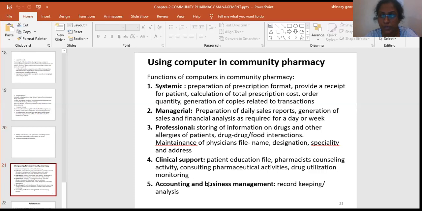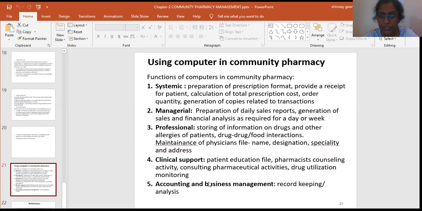The managerial function mainly includes preparing the daily sales report, the sales report for a particular week, as well as analysis of the sales and the financial report. Professional function is maintaining or storing information related to drugs as well as related to patients: whether they had any allergic reaction, any kind of drug-drug interaction or drug-food interaction, as well as which physician has been mentioned in a particular prescription. This physician's name, address and contact number have to be properly mentioned, because if the patient is suffering any kind of interactions, it has to be reported back to the physician.